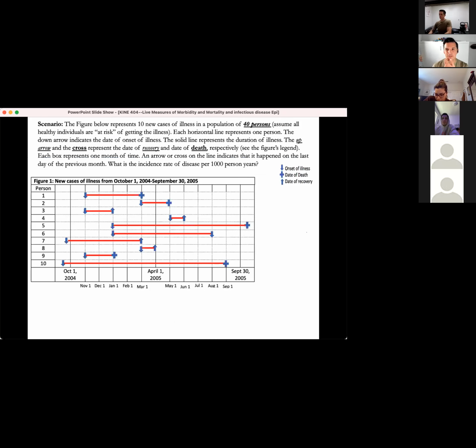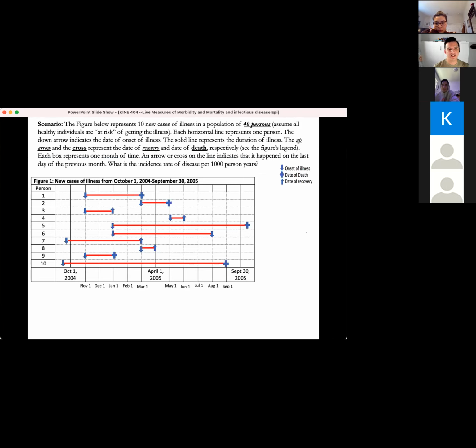What you are going to be expected to do, and we're going to walk through this particular figure and how to use it to calculate person time, how to calculate incidence rate, how to calculate prevalence, and so on together right now. But I'm going to tell you right now, you are going to see this figure on your homework, number 1. You are going to see this figure on your exam. You will likely see this figure on your final exam as well.